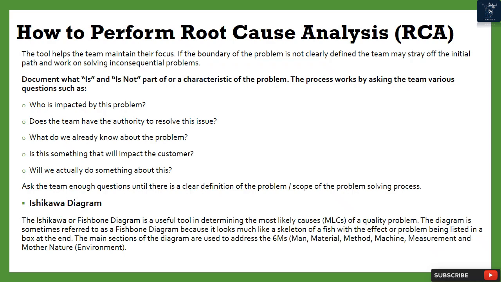Ishikawa Diagram. The Ishikawa or fishbone diagram is a useful tool in determining the most likely causes, MLCs, of a quality problem. The diagram is sometimes referred to as a fishbone diagram because it looks much like a skeleton of a fish with the effect or problem being listed in a box at the end. The main sections of the diagram are used to address the 6 Ms: man, material, method, machine, measurement, and Mother Nature, environment.